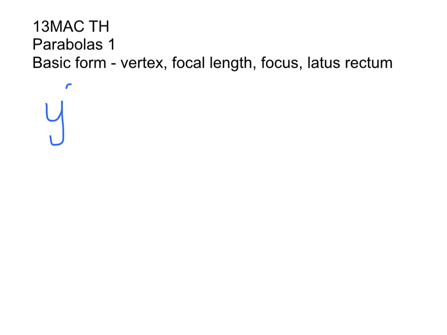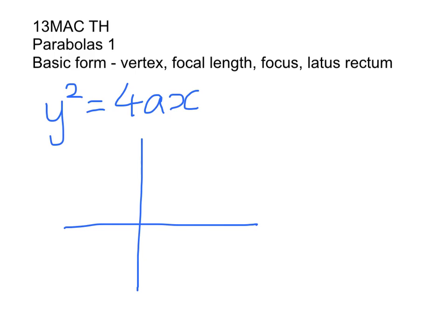So the basic form of a parabola is this: y squared equals 4ax. Now, it's a parabola that is a bit different from what we see in Year 11 and 12. It looks like this. This line here is the vertical line at x equals negative a, and we call that the directrix.